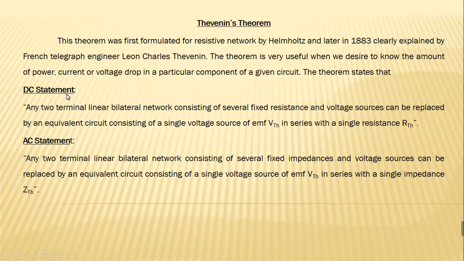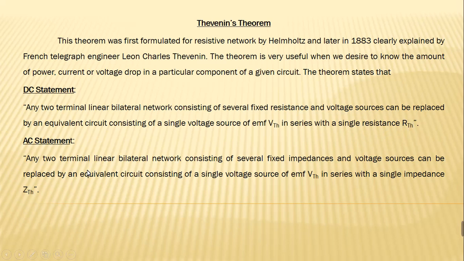The DC statement and AC statement both I have given, as this theorem is applicable for both alternating current as well as direct current. So let me give the statement for DC. A network consisting of a DC source of EMF: any two terminal linear bilateral network consisting of several fixed resistances and a voltage source can be replaced by an equivalent circuit consisting of a single voltage source known as Thevenin voltage, connected in series with a single resistance known as Thevenin's resistance.